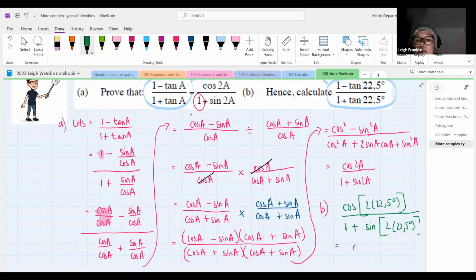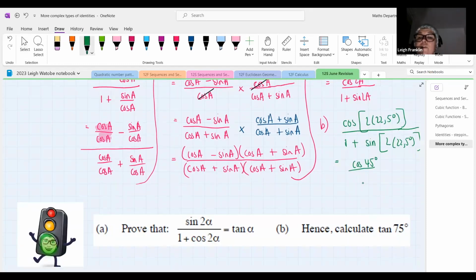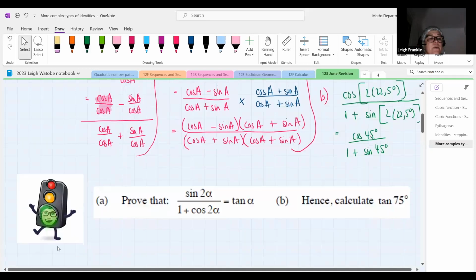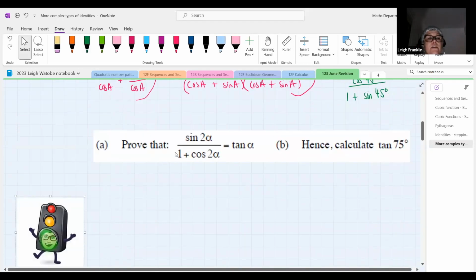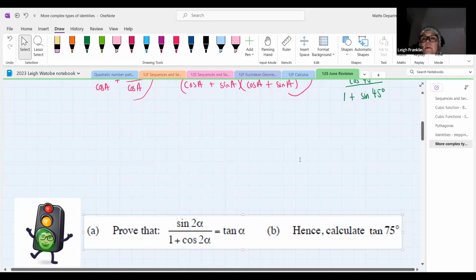Okay, so this gives us the cos of 45 at the top. At the bottom, we've got 1 plus the sine of 45. And of course, those are our special angles. Okay, so what I'm going to do now, I'm just going to move this. This is what you guys are going to do next.